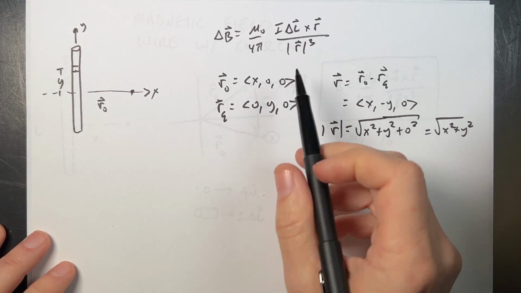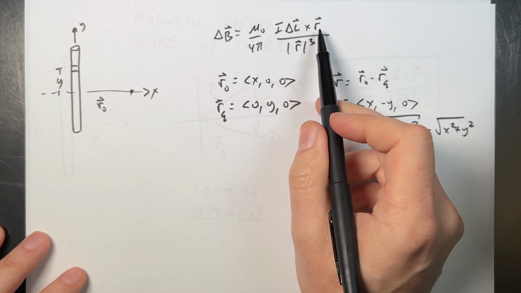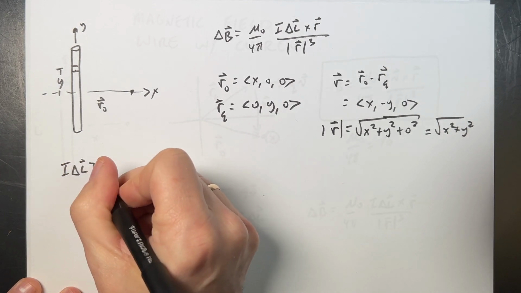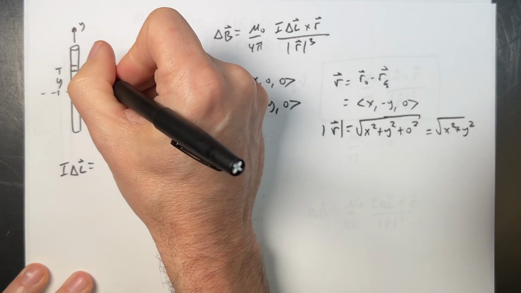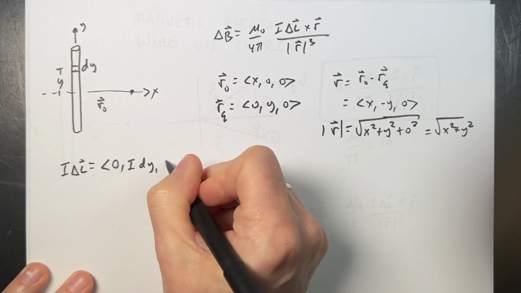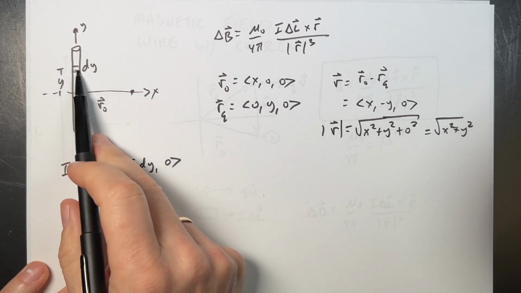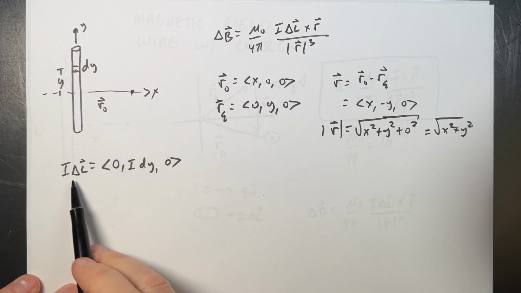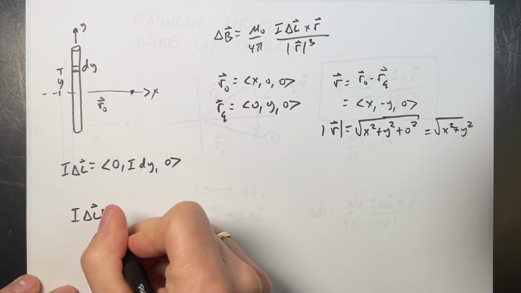Now, I'm going to need to do this part right here, right? Well, let's do this I delta L cross R. So let's write I delta L vector as it's in the positive y direction. And this is the length dy. I can write this as the vector 0, I dy, 0. Right? That's a vector in the y direction, and the length of the wire is dy. It's just a little piece. So let's do the cross product, I delta L cross R.